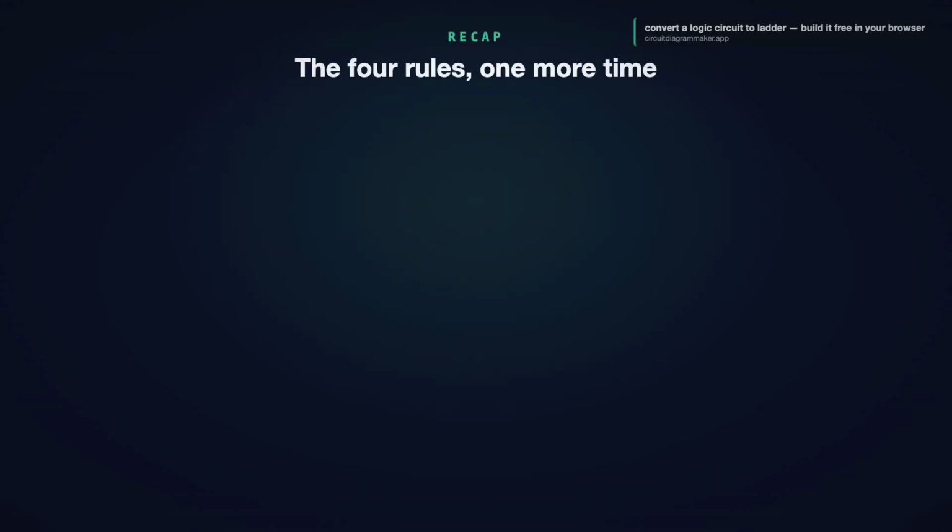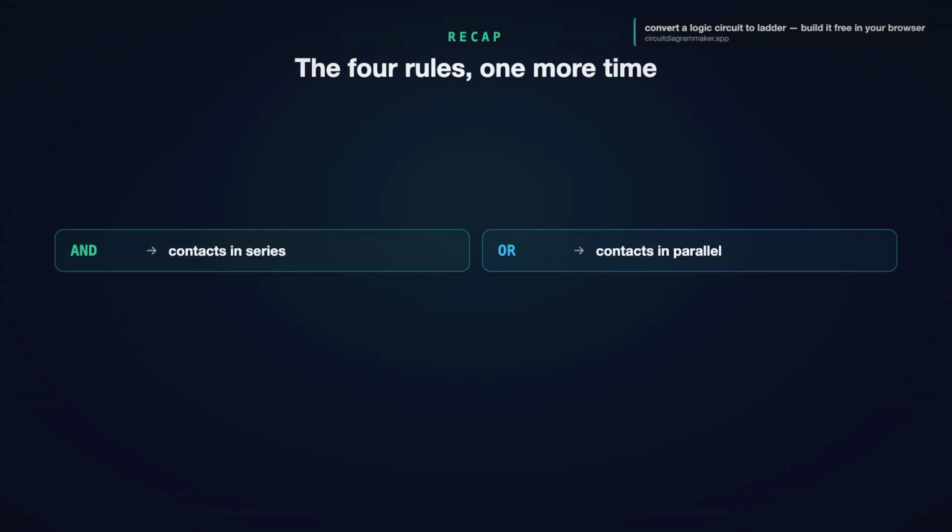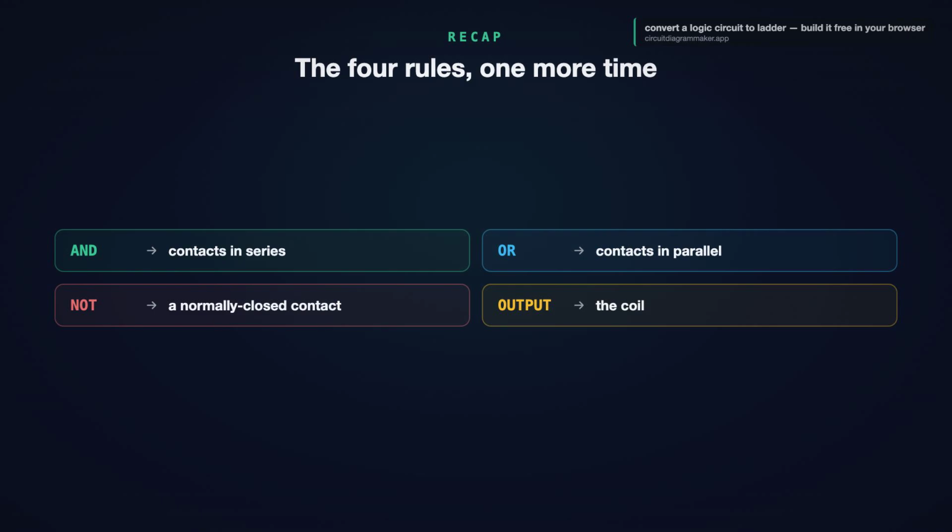So let us pin the 4 rules one more time, because these are the ones to carry with you. An AND gate, contacts in series. An OR gate, contacts in parallel. A NOT gate, or any inversion, a normally closed contact. And the gate's output, the coil on the right rail. And the method around them. Write the Boolean expression first, then read it left to right into a single rung. ANDs in series, ORs in parallel, NOTs as normally closed, all of it driving the coil. Do that, and no logic circuit can surprise you.